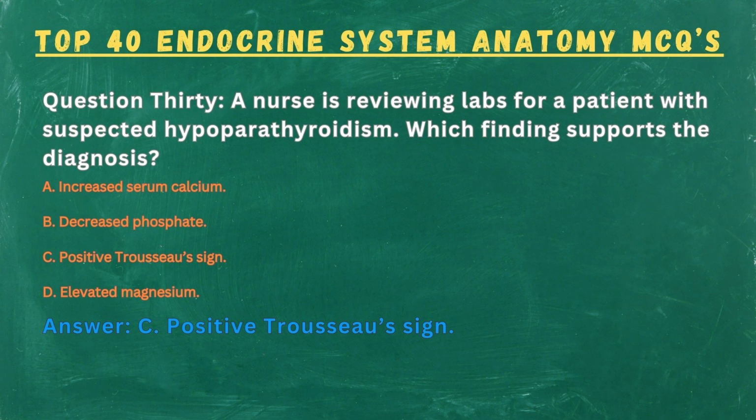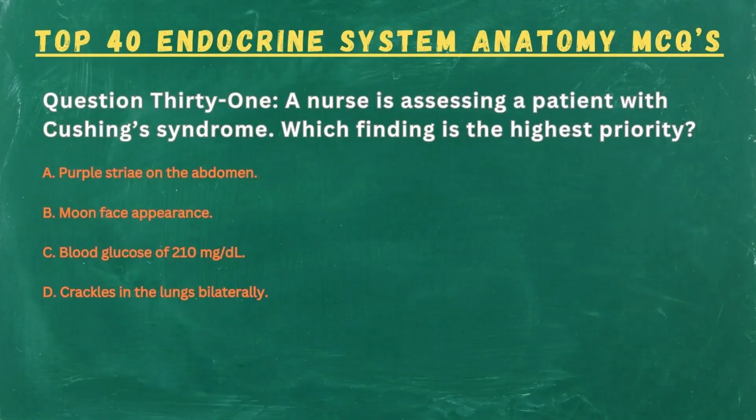Answer: C. Positive Trousseau's sign. Question 31. A nurse is assessing a patient with Cushing syndrome. Which finding is the highest priority? A. Purple striae on the abdomen. B. Moon face appearance. C. Blood glucose of 210 milligrams per deciliter. D. Crackles in the lungs bilaterally.